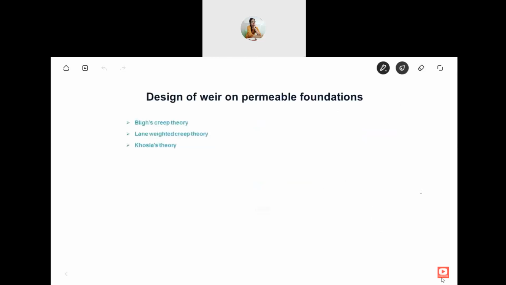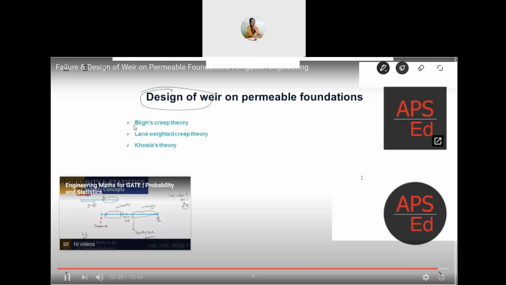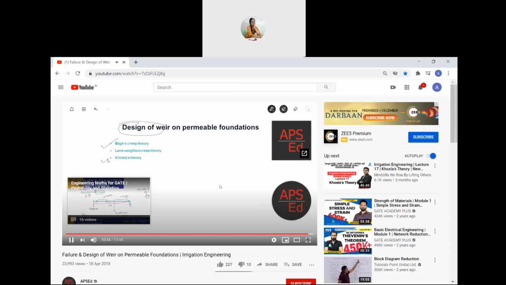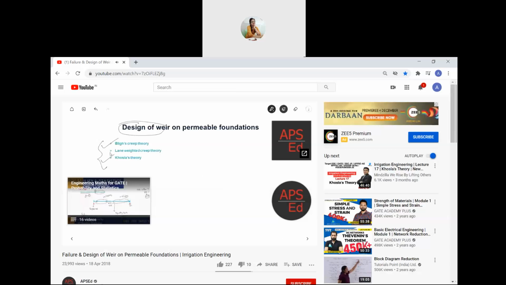So for these conditions the weir is designed, and there are majorly two theories. One is Bligh's creep theory, and another is Khosla's theory. This is what we will be seeing in the next videos, and we will also see Lane's weighted creep theory, which is a modification of Bligh's theory.